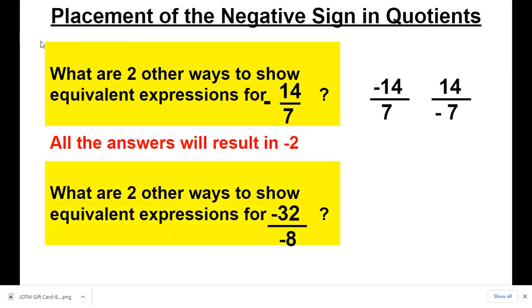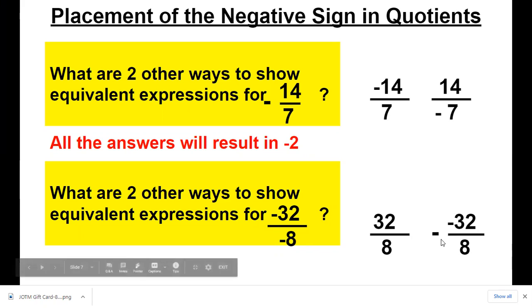What are 2 other ways to show equivalent expressions for -32 over -8? Be careful on this one. There's 2 negative signs now. What is the answer to that? Well, 2 negatives divided by each other, same signs, answer is going to be positive, right? So it could be 32 over 8. That's going to give you a +4. Or it could be, oh, this is tricky, the negative of -32 over 8.